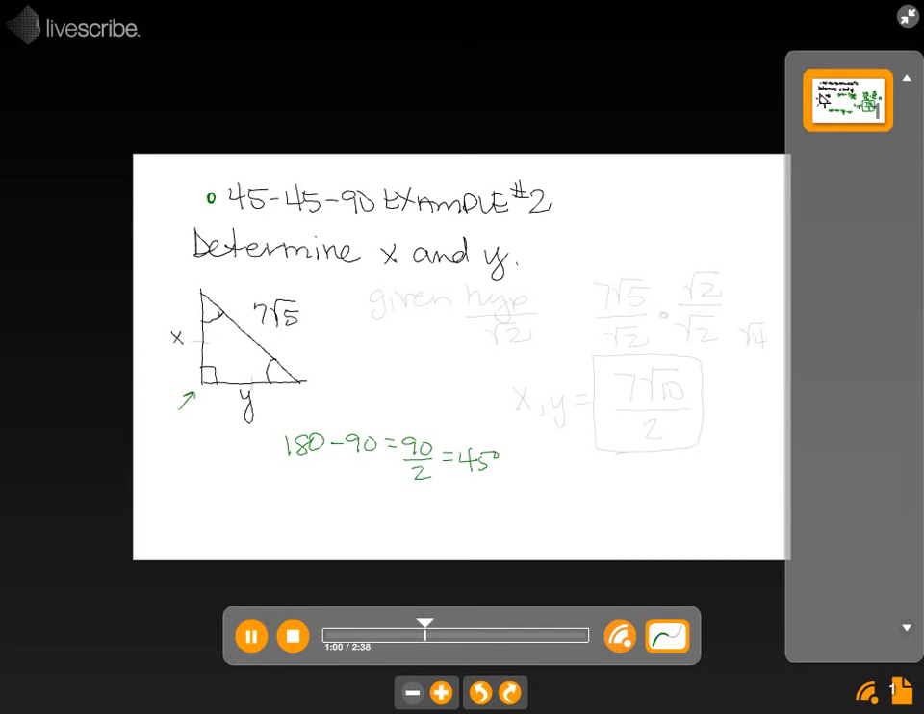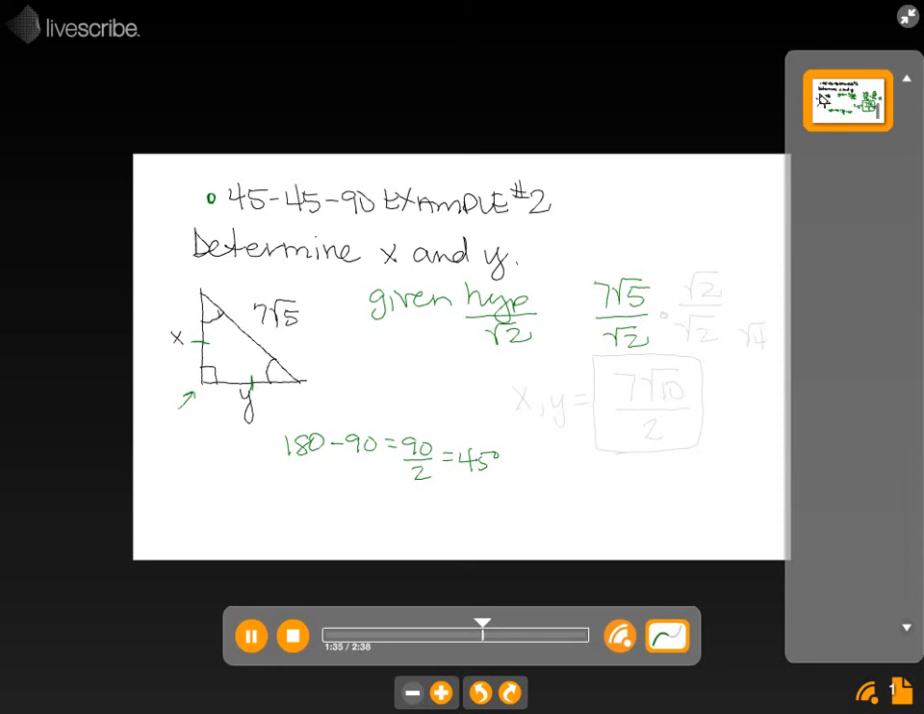Okay? Since it's a 45, 45, 90 triangle, we can go ahead and use our rules. We're given the hypotenuse and we need to find the two legs of the triangle. And remember, the legs are going to be congruent. So whatever x is, y has to be the same thing. Now, if we're given the hypotenuse, to get to the leg, what we do is we divide that by root 2. Okay? So we start with 7 root 5. We're going to divide that by root 2.